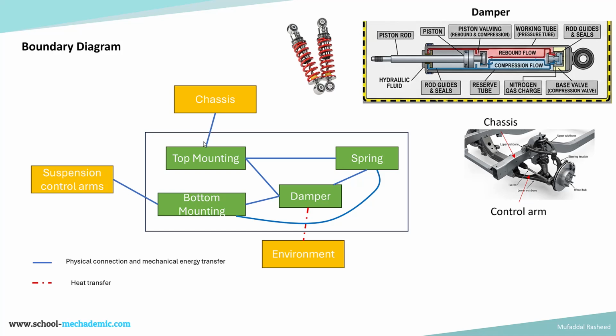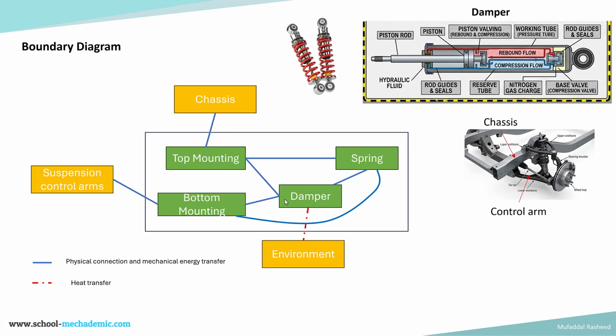Similarly, from the chassis as well, a similar physical connection is there as shown over here. Top mounting, physical connection, and energy transfer, load transfer. The top mounting has connection to both the spring and the damper. The damper is shown over here. So this is the internal working of the damper, which has a valve system connected to it, and it has a rebound and compression valving system, and it has rod guides and seals inside it. So basically this is the internal construction of the damper, which is this over here.